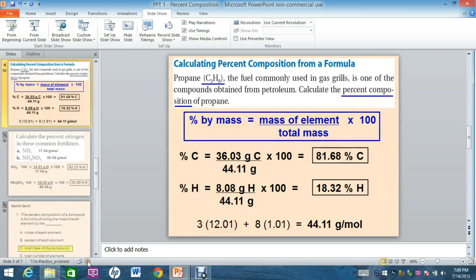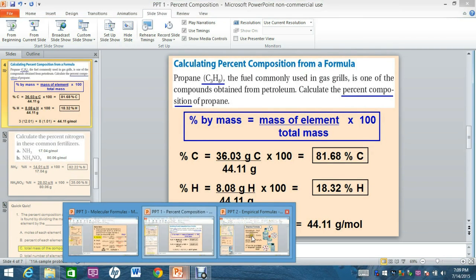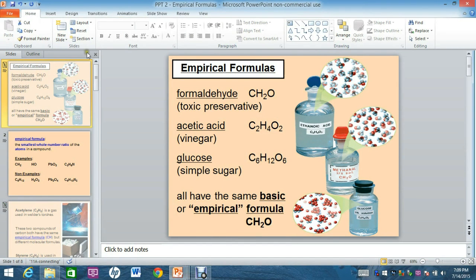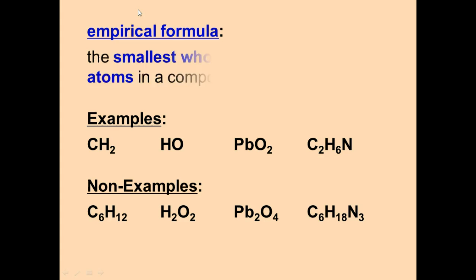And then we're going to quickly talk about empirical formulas. We pretty much talked about this in this unit, back when we were converting from percent to mass, mass to mole, divide by small, times to whole. So it sort of includes empirical formulas. But just to go over, empirical formulas are the smallest whole number ratios of atoms in a compound.